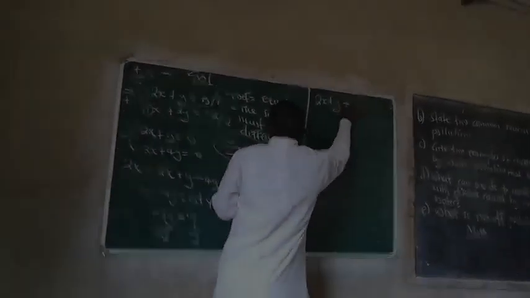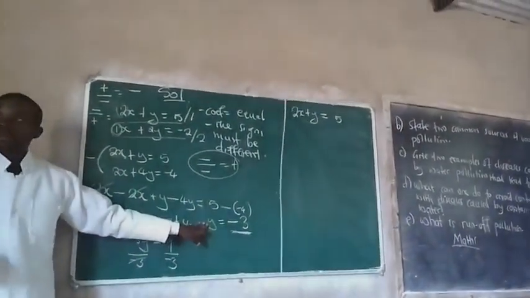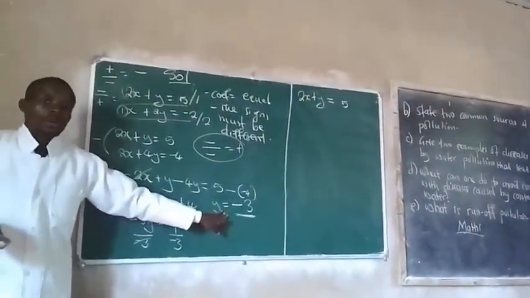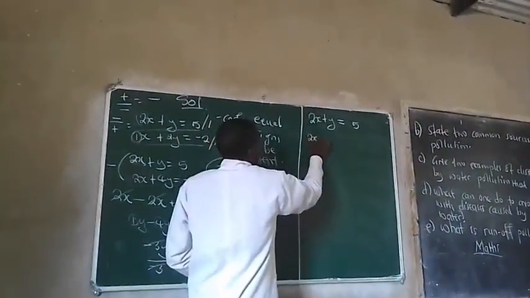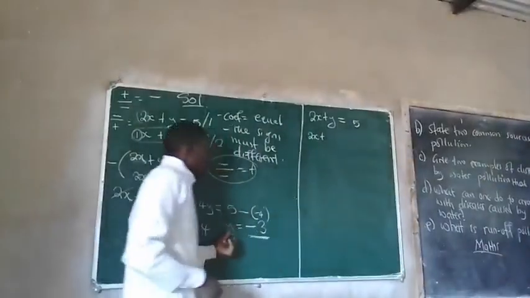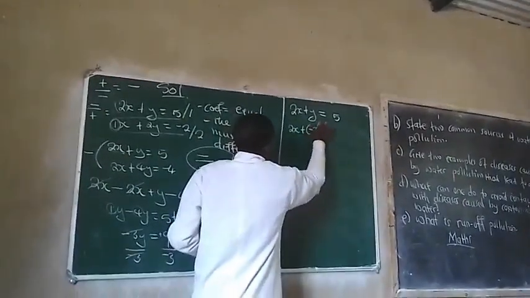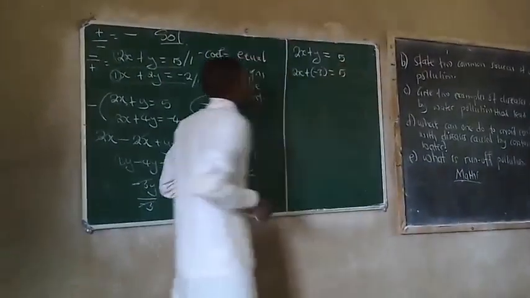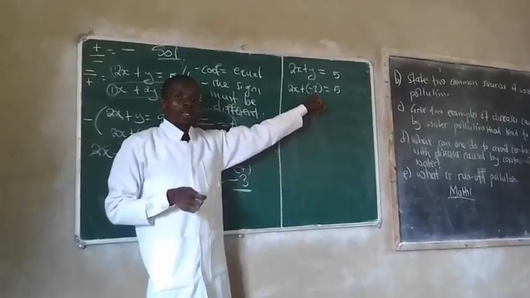2x plus y equal to 5. What is y? y is negative 3. All we need to do is substitute. So we'll copy 2x plus our y, which is negative 3, then equal to 5.